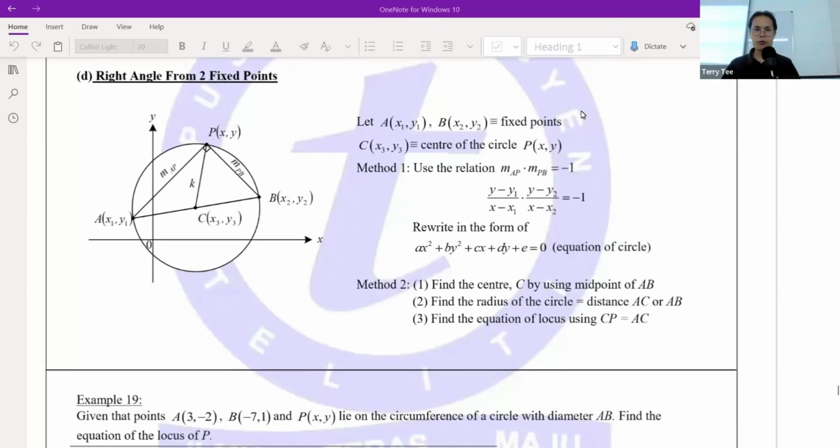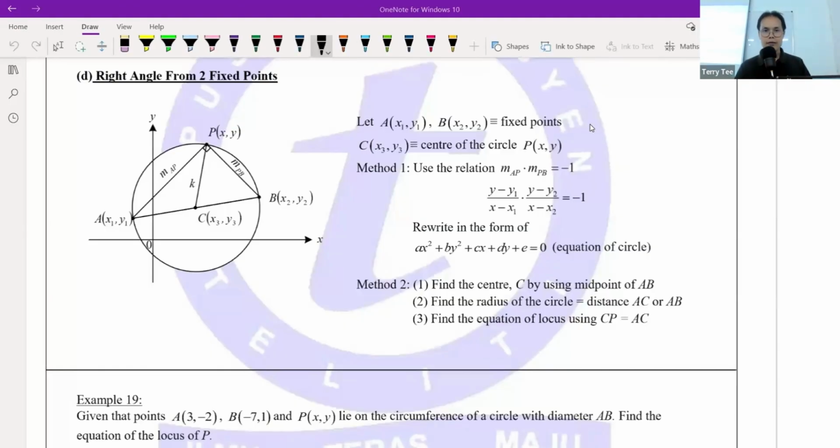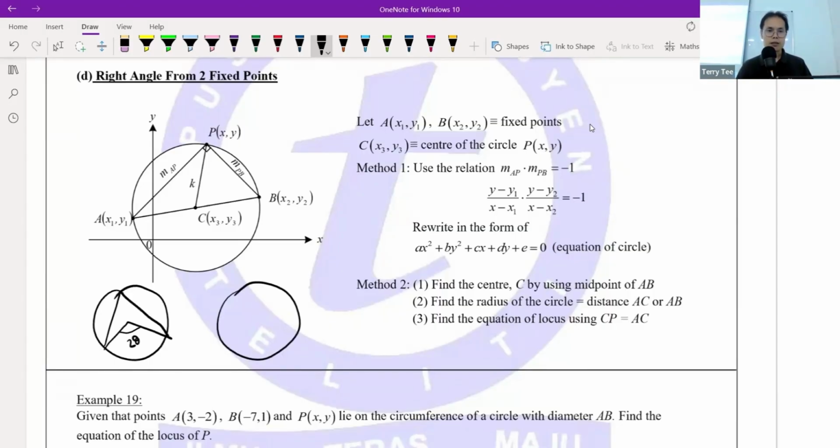This is actually the fourth one, right angle from two fixed points. So if you have what we call a right angle triangle, I hope you know this. Before we talk about the right angle triangle, if you have a circle, the angle subtended at the center is always double the angle subtended at the circumference. So if this is a diameter, this is always 90 degrees, no matter where you draw it. We learned this before in Form 3.